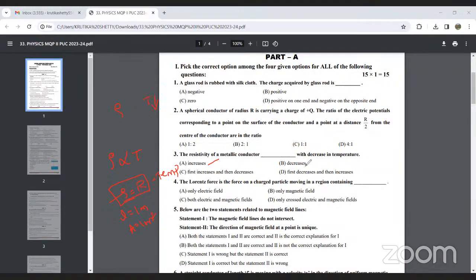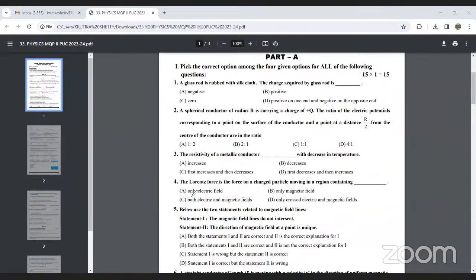Sorry, decreases. Vedavati, you are correct. Sorry, here they have specified decrease in temperature. I thought it is increase in temperature. As I am saying, it is directly proportional. So if temperature decreases, obviously resistivity also decreases. Option B, your answer is correct. Yes. So go for the fourth question, students.